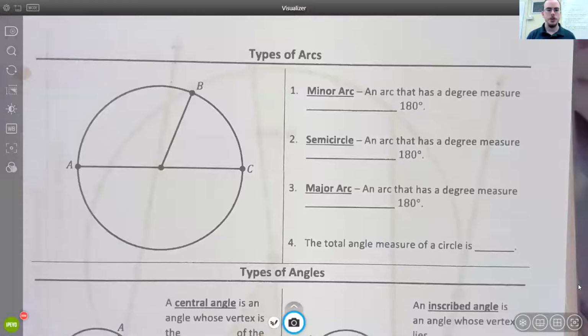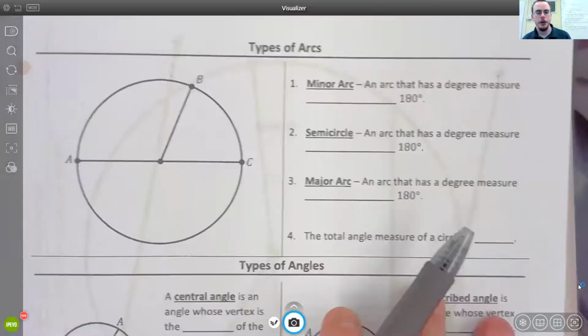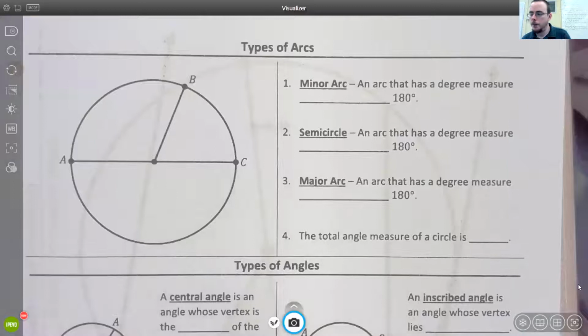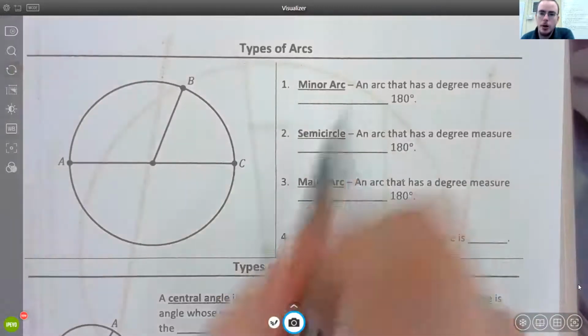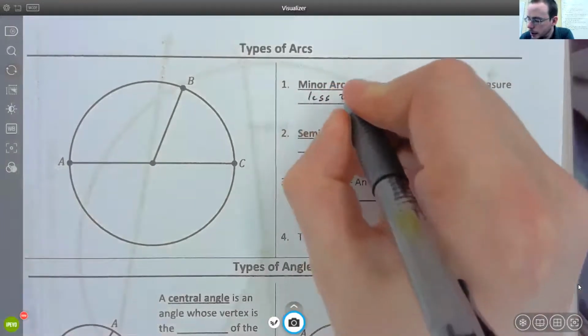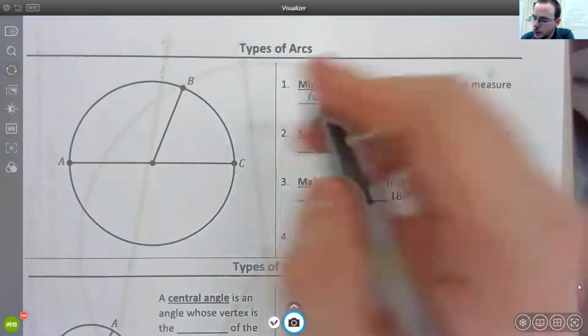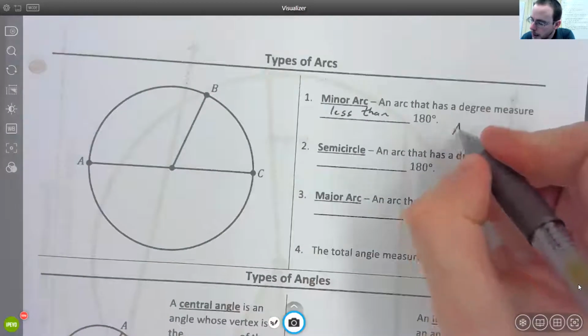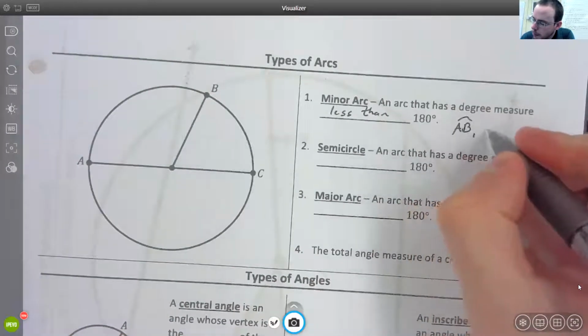Hello everyone, this is just a quick addendum to the other video that's been posted on the parts of circles. In that video, I believe we already talked about the types of arcs in there, but a minor arc is an arc that has a degree measure less than 180 degrees. So in this picture, that would be AB or BC.